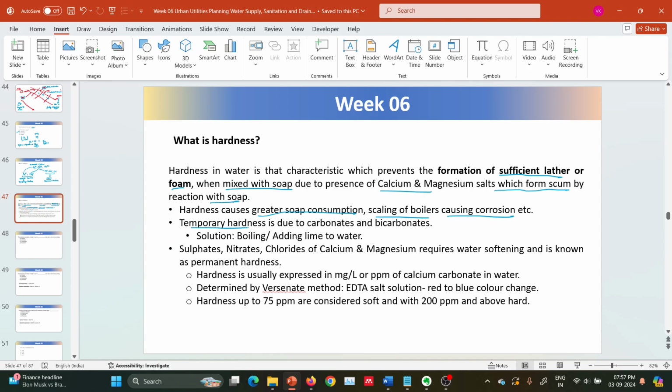So temporary hardness is due to carbonate and bicarbonate that we discussed. The solution is boiling or adding lime to water. This is the first thing. Sulfate, nitrate, chloride of calcium and magnesium require water softening, that is known as permanent hardness that we discussed. Hardness is usually expressed in milligram per liter of calcium carbonate in water and determined by the Wanklyn method or EDTA method, EDTA solutions. That we will not discuss now. Hardness up to 75 ppm is considered soft. If more than 200 ppm, it is called hard water.